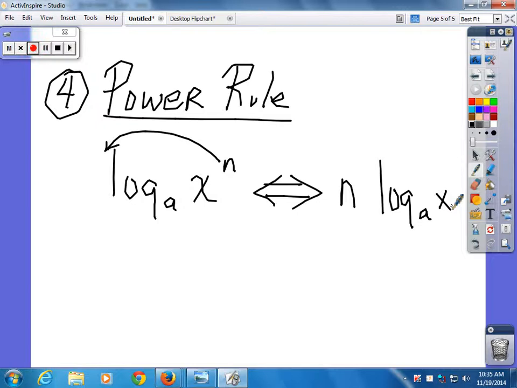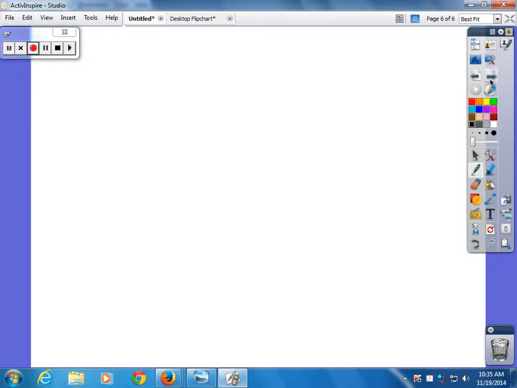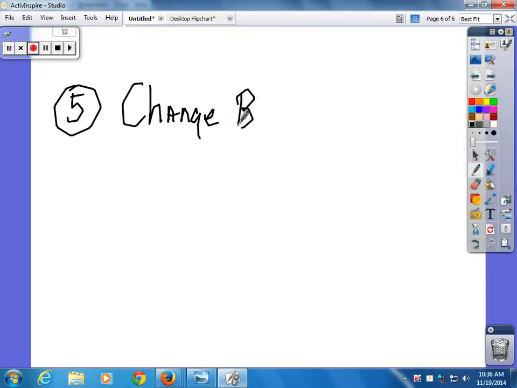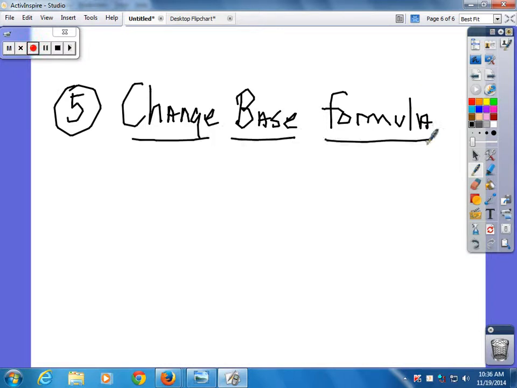All right, and the last one. And we're going to do examples of these. The last one is, and you don't know this one, the change of base formula. Now, there's two types of logs that you can calculate mathematically. Right? There's two types of logs.